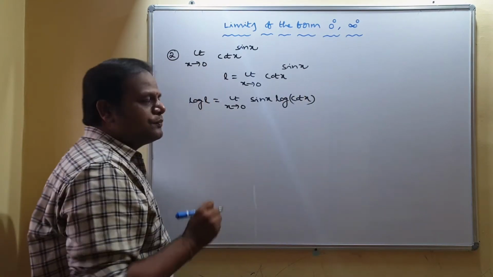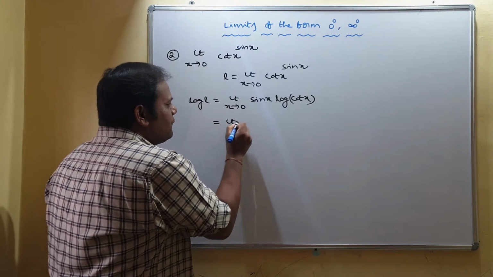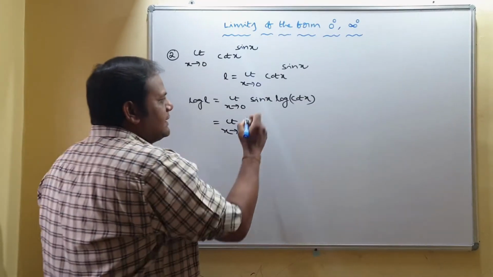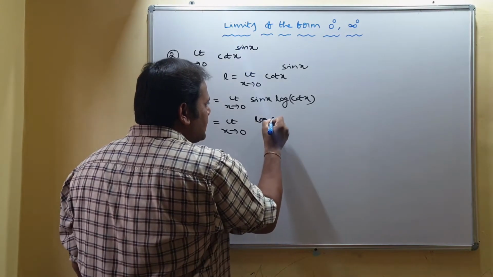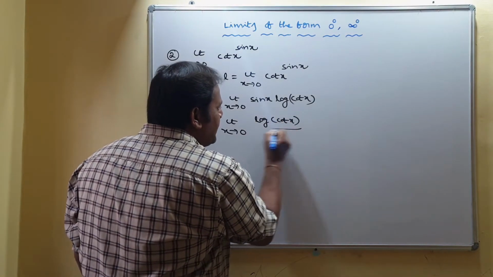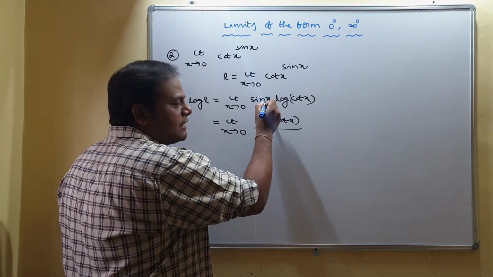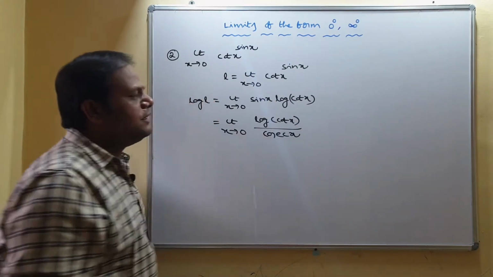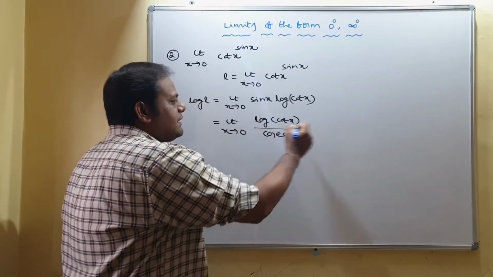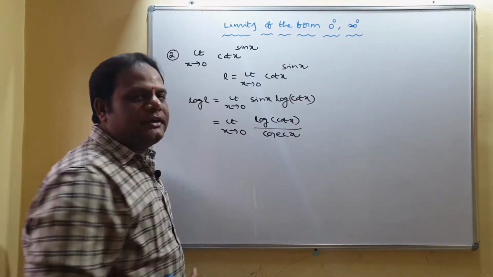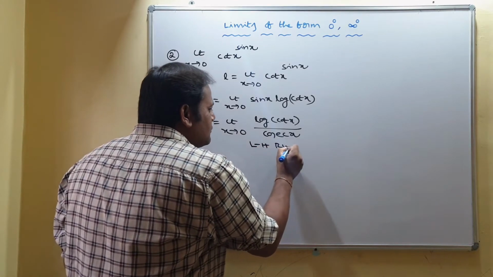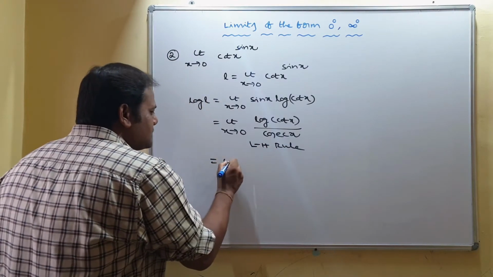Is it? Now we want the form either 0 by 0 or infinity by infinity. I can take it as log cot x by, this sin x can be written as 1 by cosecant x. Is it? Yes. So by cosecant x. Now it takes the form infinity by infinity. So we can apply L'Hospital rule. Okay.